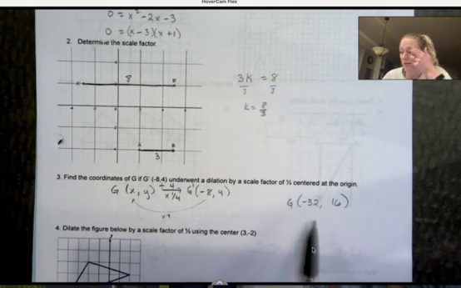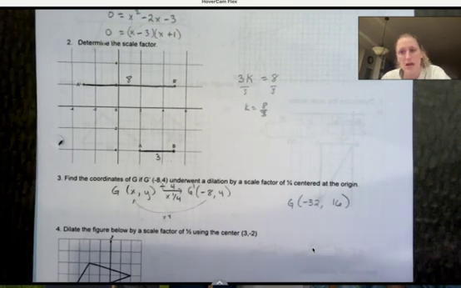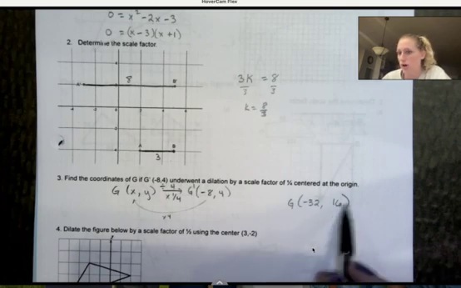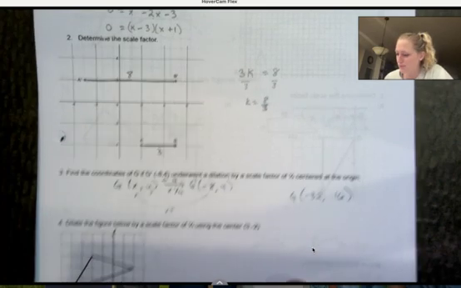Okay, and then we can check it, right? Is 1/4 of this negative 8? Is 1/4 of this 4? That works out. So that is our preimage coordinates for G.